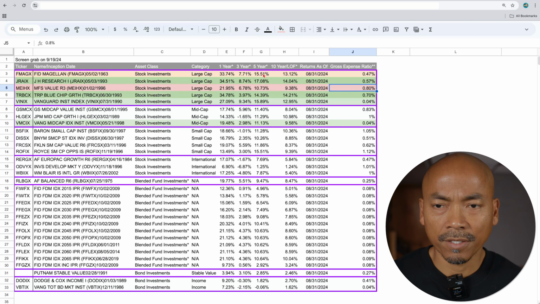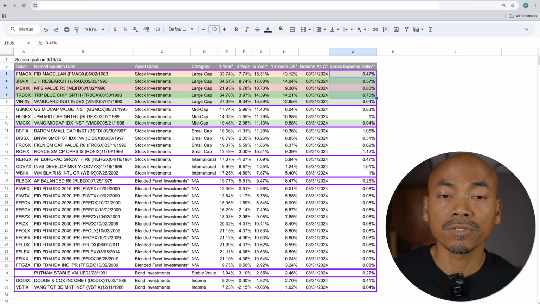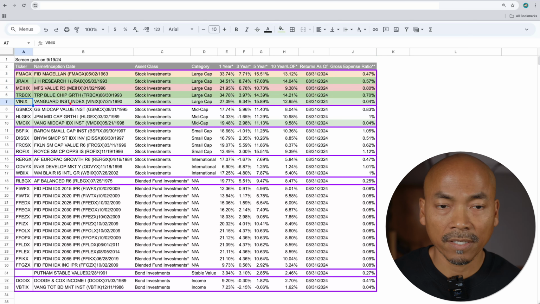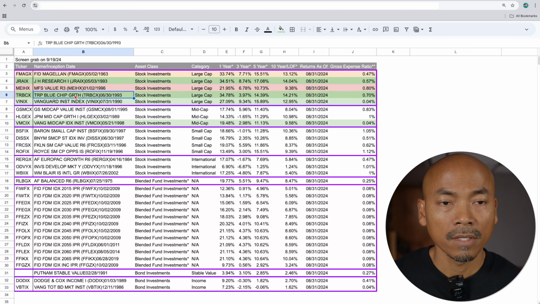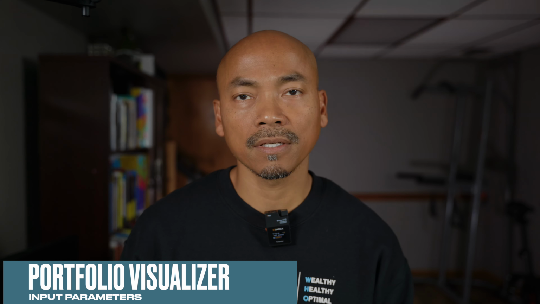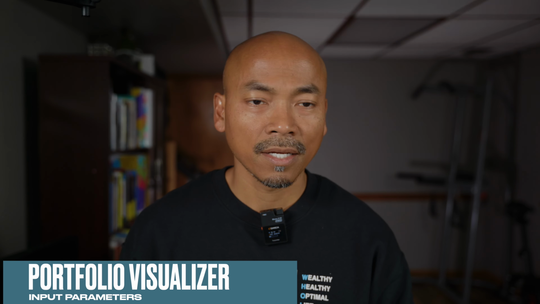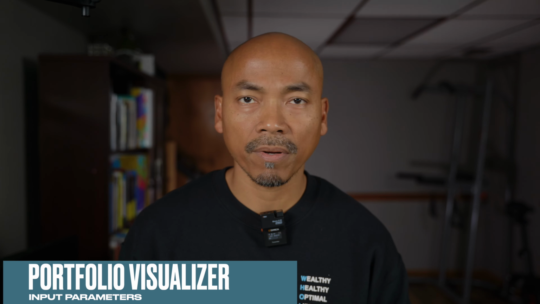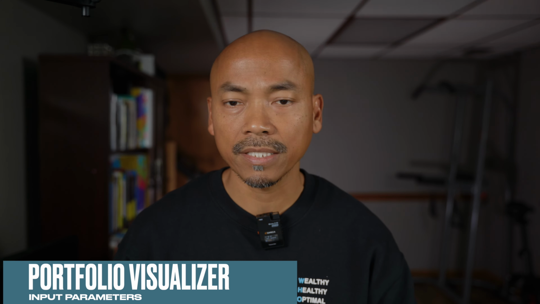Based on their returns and based on the expense ratio, the 3 funds that I'm going to go over as an example are VINIX, which is the Vanguard Institutional Index Fund, TRBCX, the T. Rowe Price Blue Chip Growth Fund, and the Fidelity Magellan Fund, FMAGX. To make sure the report is legible, I'm only going to compare 3 funds at a time, but you're more than welcome to compare 4 or 5 at a time as you please.